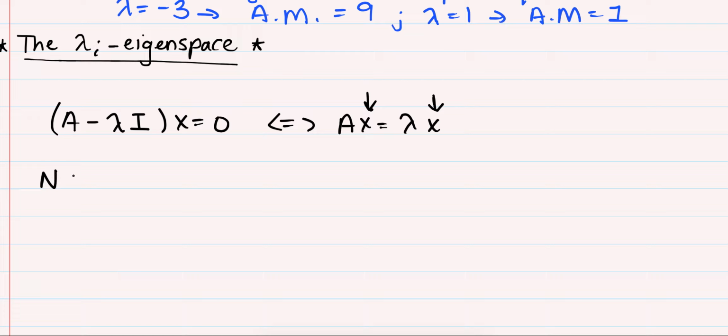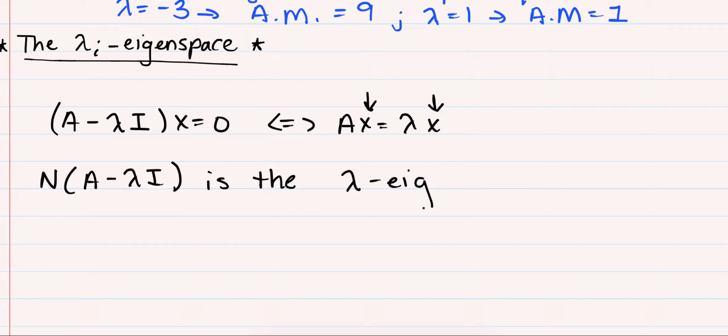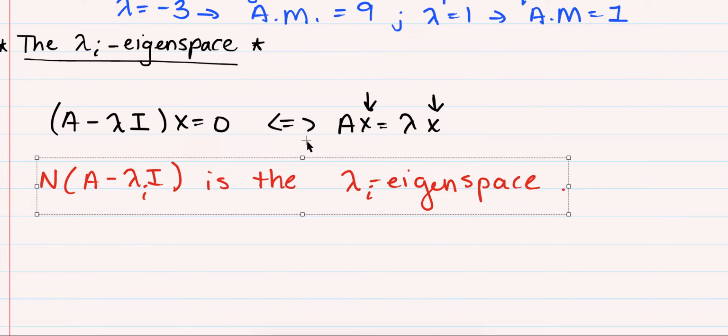So the null space of A minus lambda I is the lambda eigenspace. If I put a lambda I here, it's the lambda I eigenspace. So that's important. Let's put that in a different color. It's red.